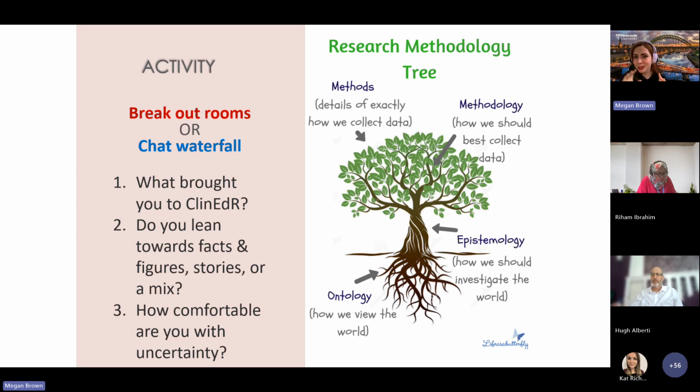A lot of people leaning towards a mix of stories and numbers, but also a sort of discomfort with uncertainty in general terms. And maybe some of the content in this webinar can help you get started with unpicking that. Sometimes our uncertainty is a result of not knowing how to get started, not knowing what the terms are and where to find support. And hopefully we'll be able to help with that a little bit.